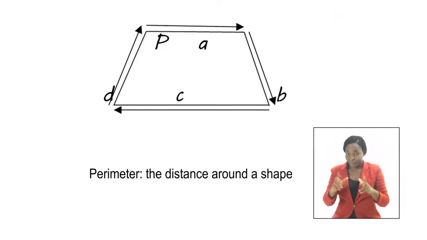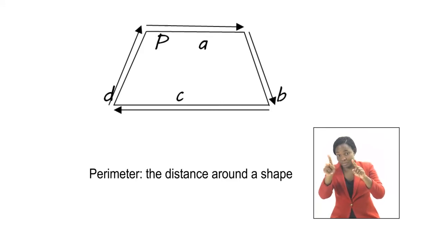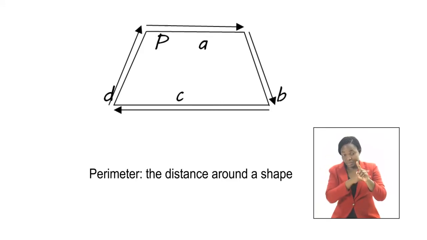Viewers, do you still remember? The perimeter of a shape is the distance around it. For example, looking at the trapezium on the screen, if we start from P and move around it in a clockwise direction back to where we started, the full distance we would cover is the perimeter. The perimeter is the distance around the shape. It is the sum of all the sides.